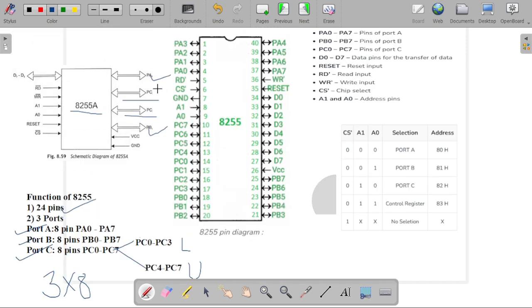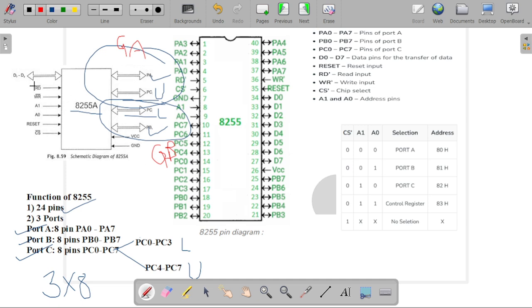You can consider in this diagram that port A and the upper part of port C will be considered in group A, and the lower part of port C and port B will be considered in group B. So this is our group A and this is our group B. There are 2 groups in the 8255 architecture. This is the concept of our port structure.